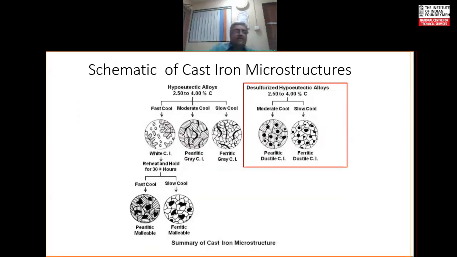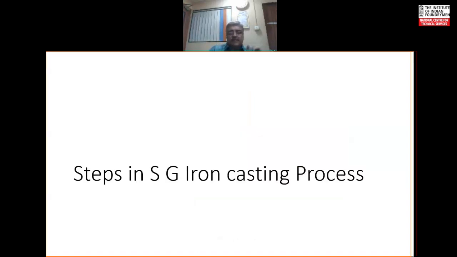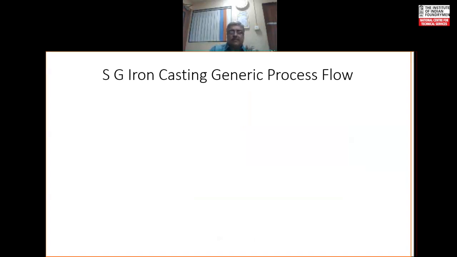This was the picture we had seen last time in gray iron. So I have put a red colored grid around what is happening in desulfurized hypoeutectic irons and the effect of cooling. Not only has graphite come out in the form of nodules, but if the cooling rate is moderately fast, then you will get pearlitic ductile cast iron or pearlitic ferritic, while if it is slow cooling, you will get ferritic ductile iron.